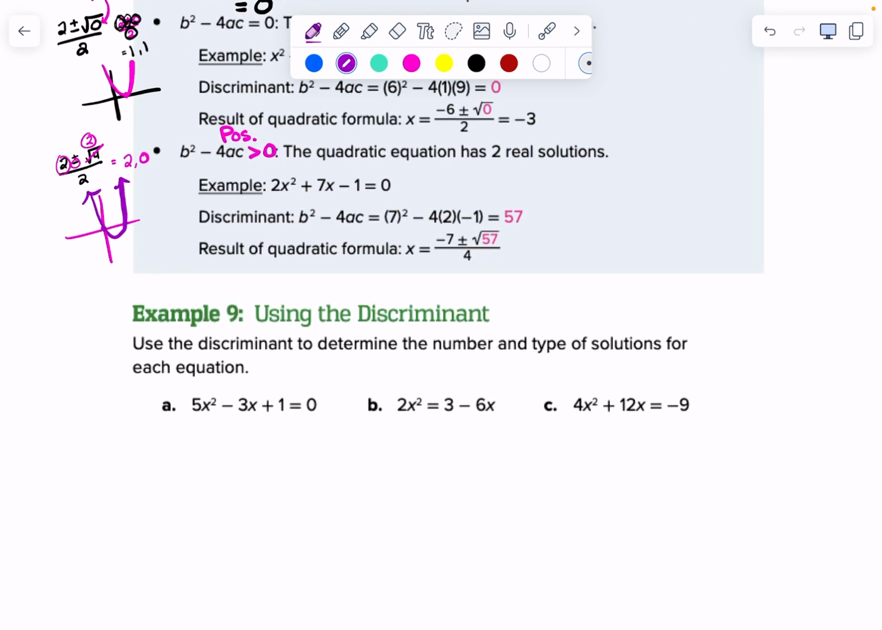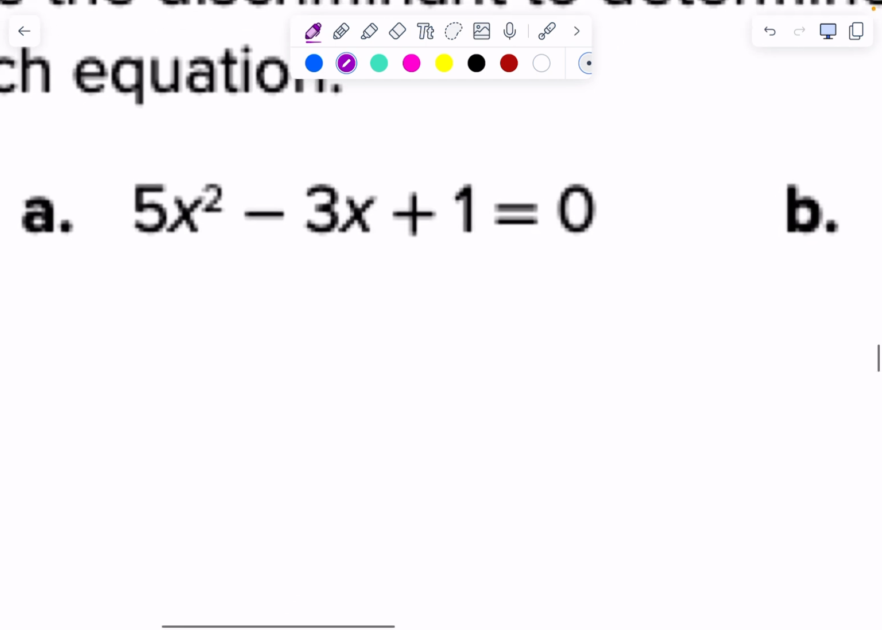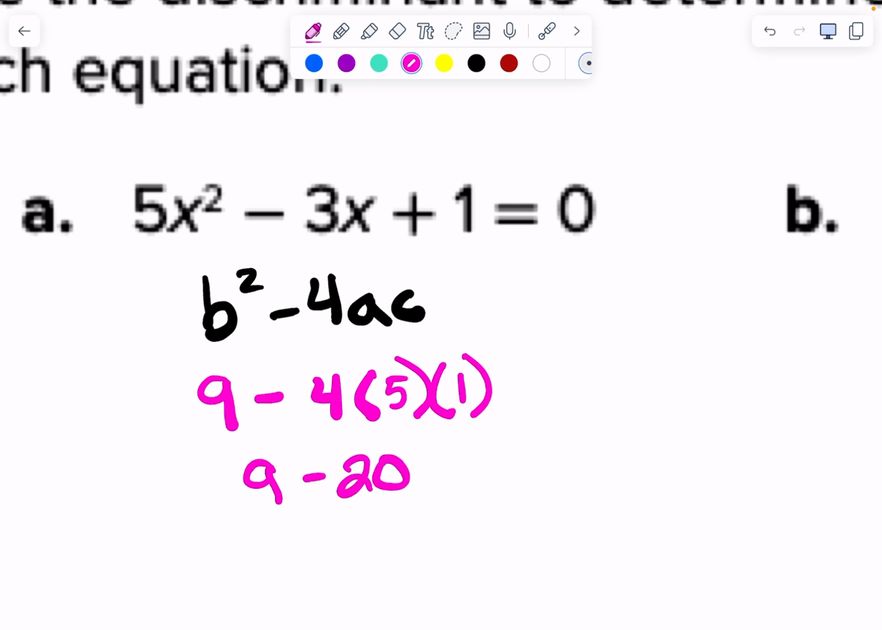Okay, use the discriminant to determine the number and type of solutions for each equation. I'm just going to tell you the number of solutions. Don't worry about the type. I guess you could say imaginary, whatever. All right, so here we go. What is the discriminant, by the way? B squared minus 4ac, not the square root over top of it, just the stuff that's underneath. What will b squared be? Negative 3 squared, which is 9, minus 4 times a is 5, and c is 1. So this is 9 minus 20, which is negative 11.